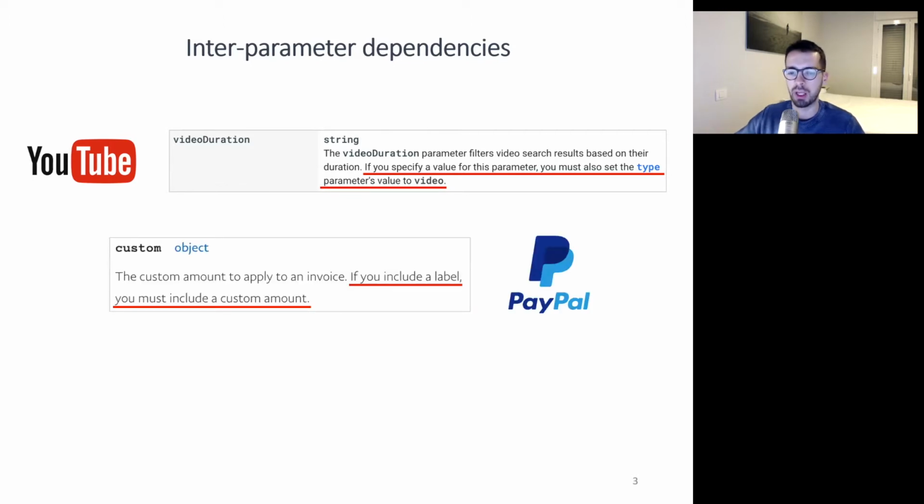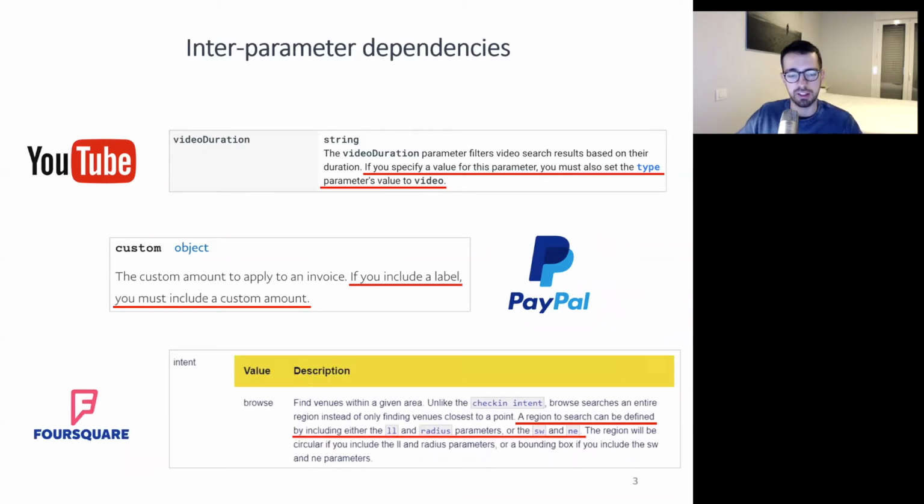Here you have another example. This comes from the PayPal web API. And here you have a dependency occurring between two different properties of the same JSON body of the request. These dependencies can get as complex as you may imagine. This is an example from the Foursquare web API, where you have a dependency occurring to 5 input parameters of the same web API operation.